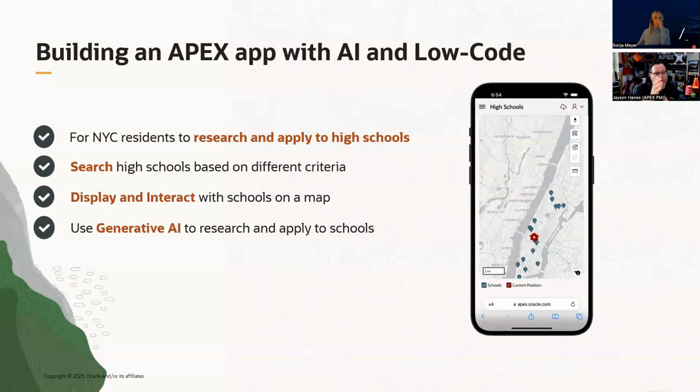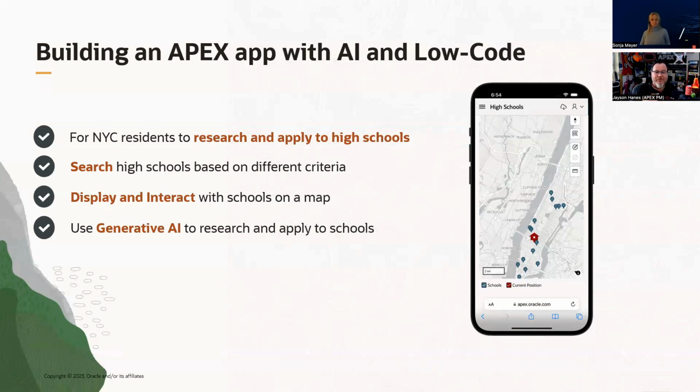So what this tool will do and demonstrate is the ability to search for these high schools based on that criteria. We'll be able to display and interact with these schools on a map and use generative AI to apply to these schools. We can research and have these questions answered, but what if we want to actually apply for our son or daughter to be admitted to one of these schools or considered for admission?